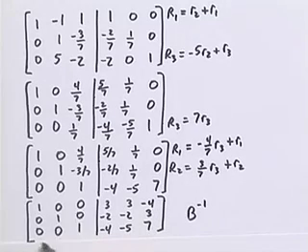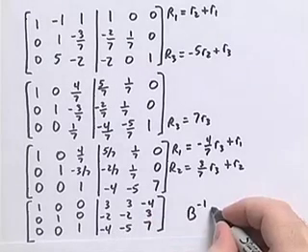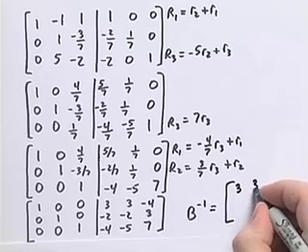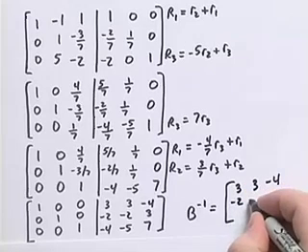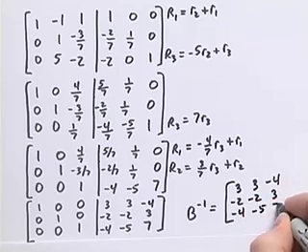Now that we have the identity matrix here, this resulting matrix is our inverse. And so B inverse is equal to 3, 3, negative 4, negative 2, negative 2, 3, negative 4, negative 5, 7.